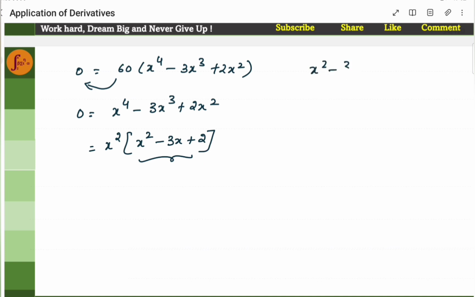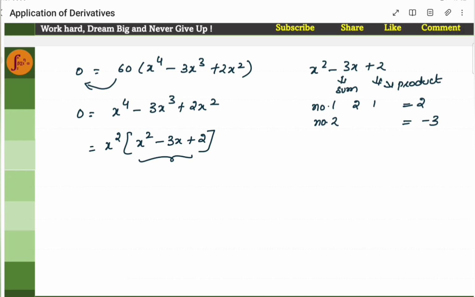So x square minus 3x plus 2. I'll use the sum product method. You have to take two numbers, number 1 and number 2. If I add them, I should get minus 3, and if I multiply, I should get plus 2. So what can be the numbers?